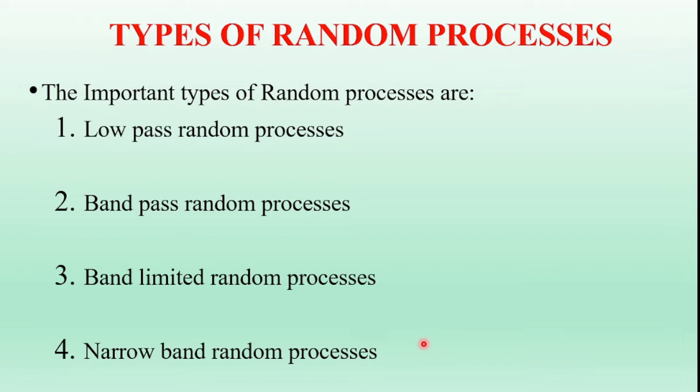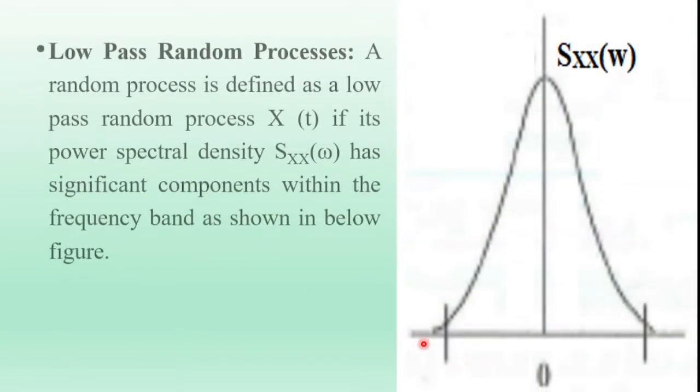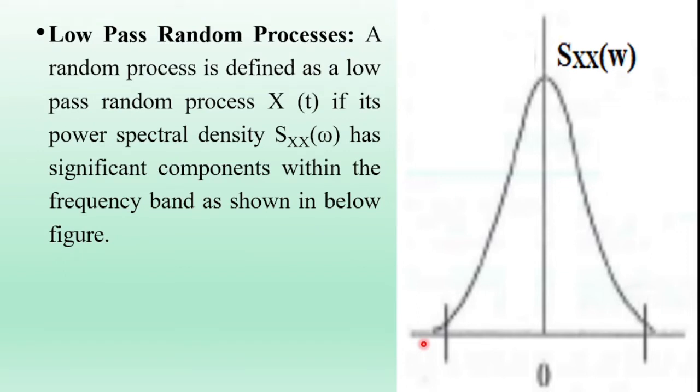So first I am going to discuss low pass random process. And what is low pass random process? A random process is defined as a low pass random process x of t if its power density spectrum or power spectral density has a significant component within the frequency band, as shown in this figure. So this is the graphical representation of the low pass random process. Good examples of the low pass random process are speech signal, image signal, and video signal.